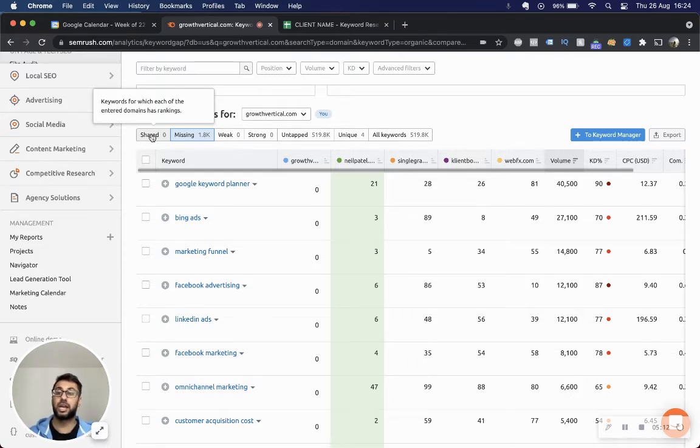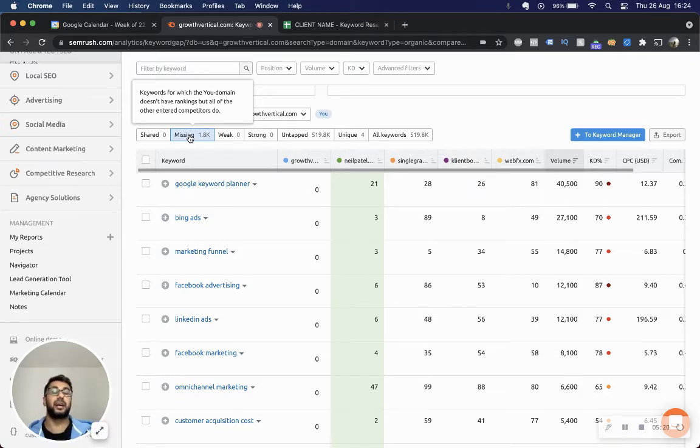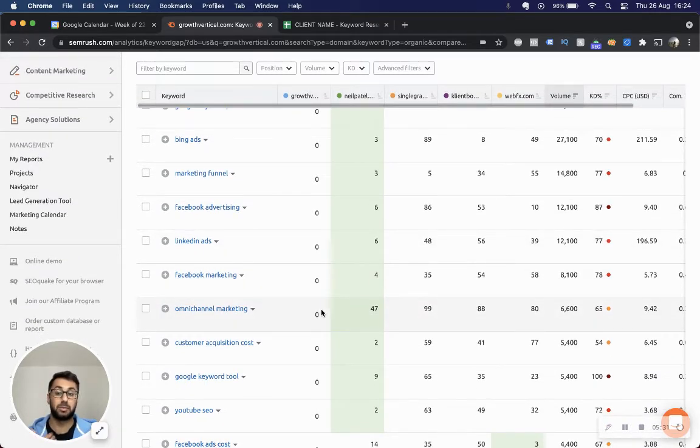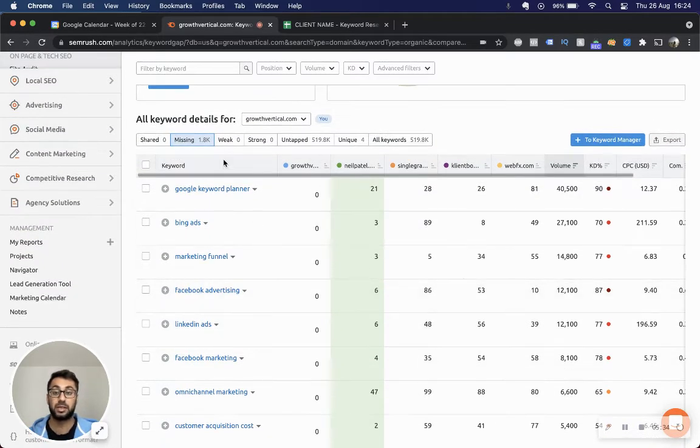Shared keywords means all of the domains have actual rankings, right? Missing means all the competitor domains rank for similar keywords. So they rank for 1.8 million keywords that I don't. I should take a look at it, because maybe there's something here in terms of pillar pages related to my business too, and I can talk about specific areas. Then there's weak, pretty self-explanatory, which I rank for, but it's lower than competitors. Strong, where I'm doing better.